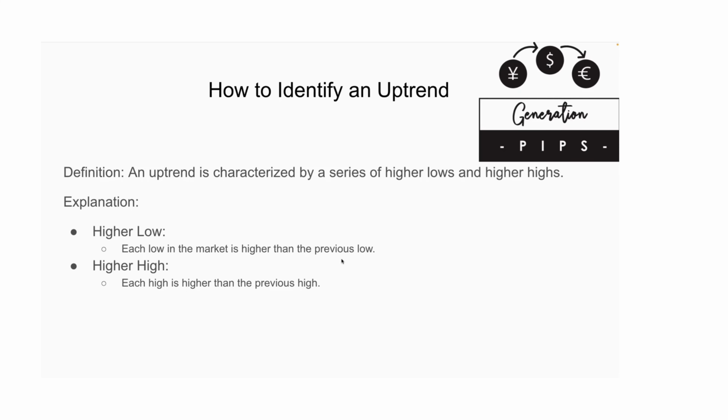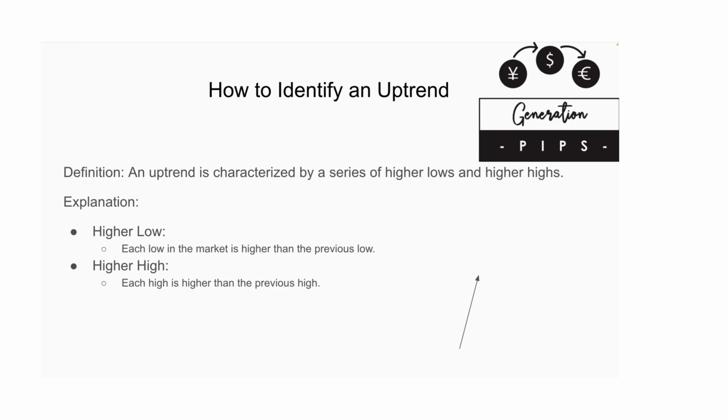The definition of an uptrend is basically characterized by higher highs and higher lows, or higher lows and higher highs, however you want to put that. A higher low is when each low in the market is higher than the previous low. And of course, the other side would be a higher high. Each high in the market is higher than the previous high.